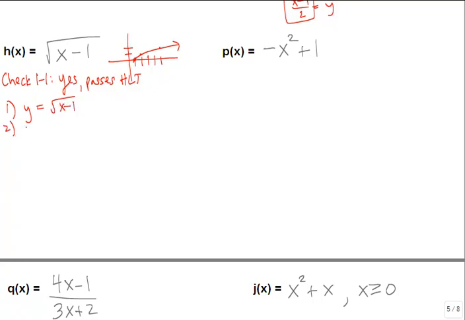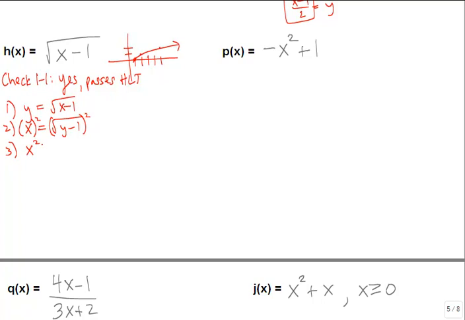Step 2, swap your x and your y. Step 3, solve this for y. Now, if I want to get at that y, I need to get past that square root. And the only way to undo a square root is with a square, and we have to do it to both sides. So I'm going to square both sides.